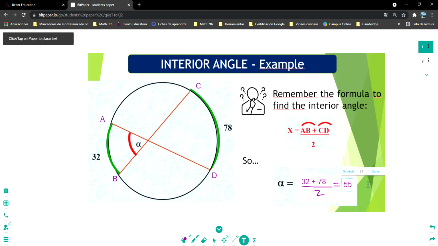So we already found the interior angle alpha. Okay, guys, so this is the general equation that we are going to use. This is like to find an average, okay? The average of the arcs AB plus CD divided by 2, and that makes 55 degrees, all right? Remember that we have these equations to find the interior angles, all right, guys?